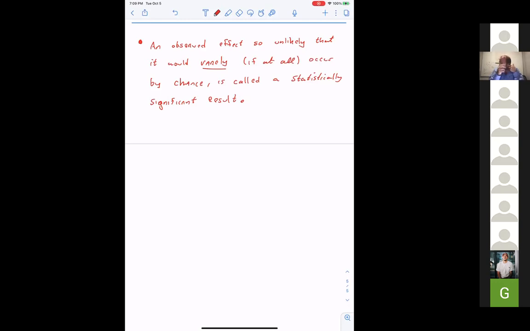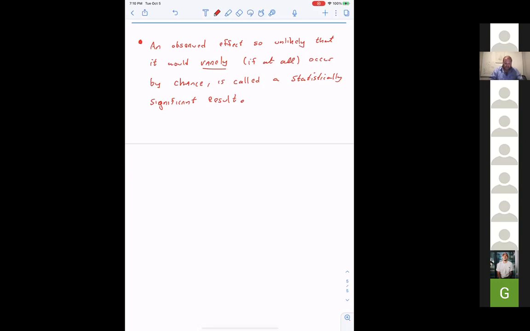alone. So for example, if I flip a coin 100 times and I get 10 heads, it is so unlikely to have occurred by chance that it would be a statistically significant result. Now, as a result of that, what do I do? I would probably say the coin's not fair, or at least claim that the coin is not fair. I can't prove anything, but I would claim that it's not fair.